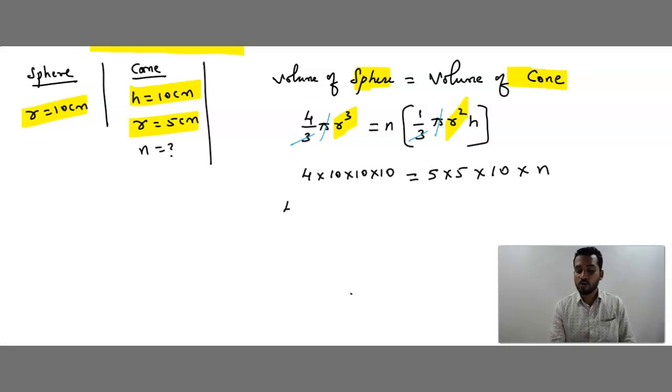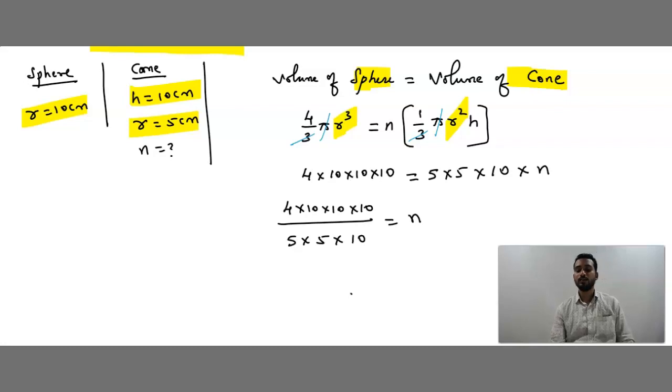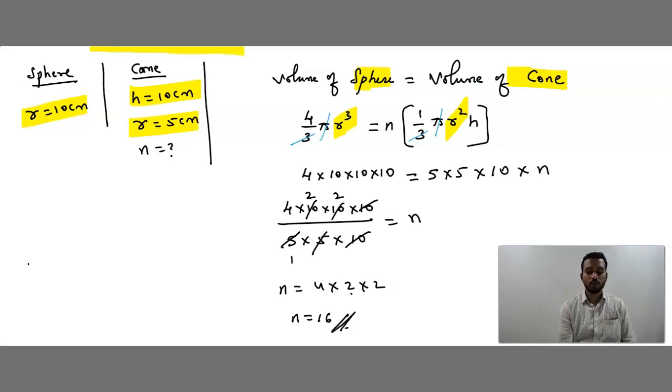So what do we do now? 4 into 10 into 10 into 10 divided by 5 into 5 into 10 is equal to n. This 10 gets cancelled. 5 ones are 5, 5 twos are 10, 5 ones are 5, 5 twos are 10. So n is equal to 4 into 2 into 2. That's n equals 4 twos are 8, 8 twos are 16. So how many cones are formed? Therefore, 16 cones.